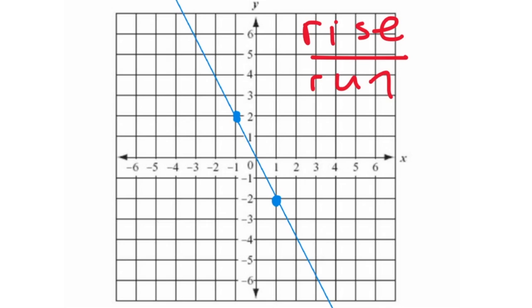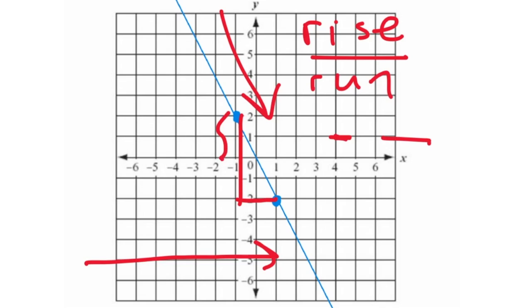Let's find the slope of this line. This line's a little bit different than the last one. As we go from left to right, this line is going down. So the slope in the end is going to have to be negative. Draw your right triangle to show the rise and the run.